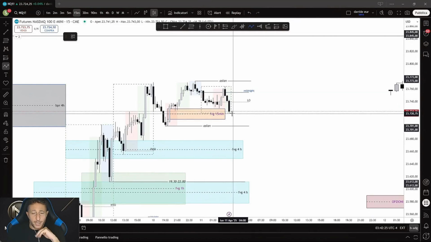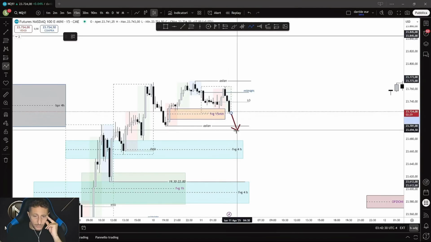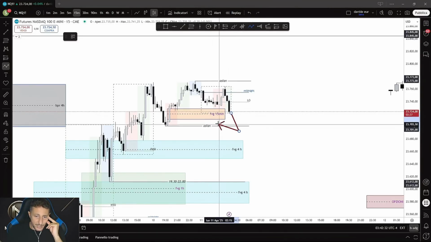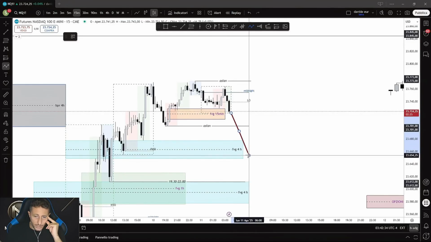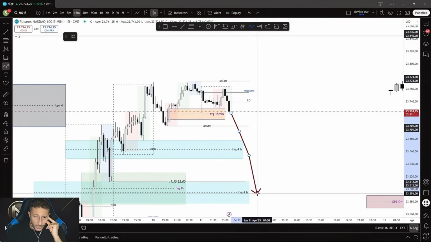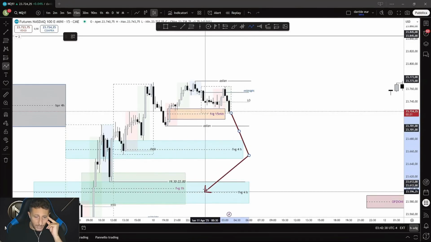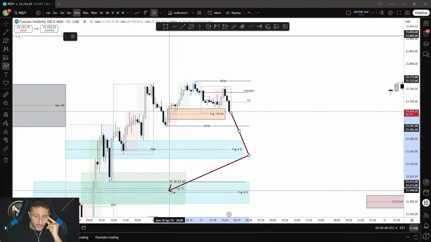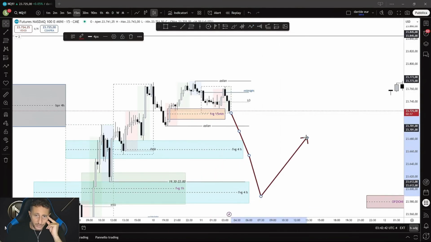If anything, I would wait for the price to go short in 3 zones to see the reaction. The first reaction I would wait for is at the Asian low, then the second reaction at the 4-hour fair value gap, and the third, which is the best and my favorite, would be in this area here, and then we could look to go long.